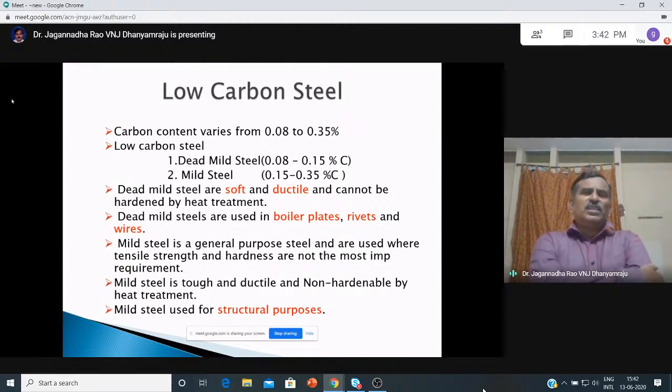Low carbon steels are used to make wires, and they are used to make deep drawn products, that is cups, tumblers, etc. Okay, and of course they are soft and ductile, and however they cannot be hardened by heat treatment, right? They cannot be hardened by heat treatment. Okay, so that is about low carbon steel.